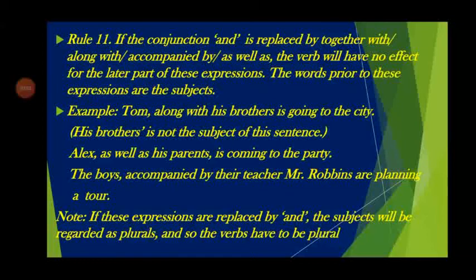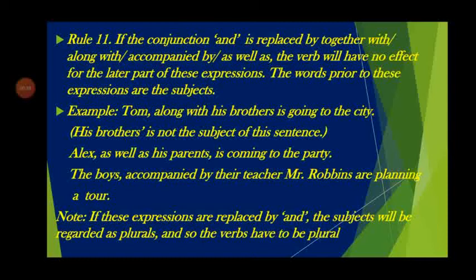Rule number 11. If the conjunction and is replaced by together with, along with, accompanied by, or as well as, the verb will have no effect from the latter part of these expressions. The words prior to these expressions are the real subjects. For example, Tom, along with his brothers, is going to the city. His brothers is not the subject of the sentence. Alex, as well as his parents, is coming to the party.